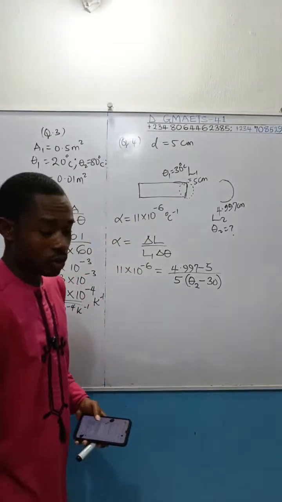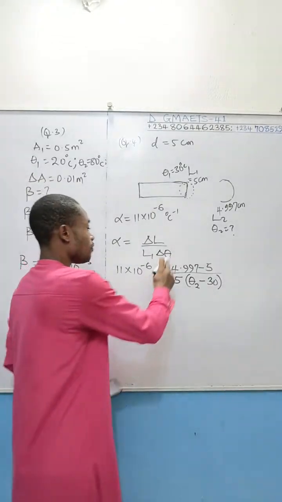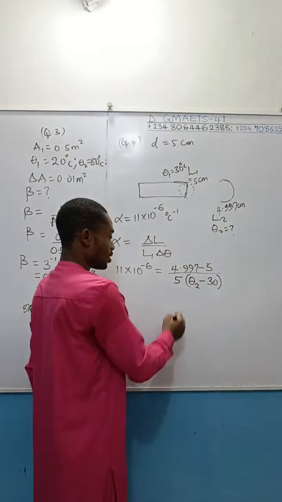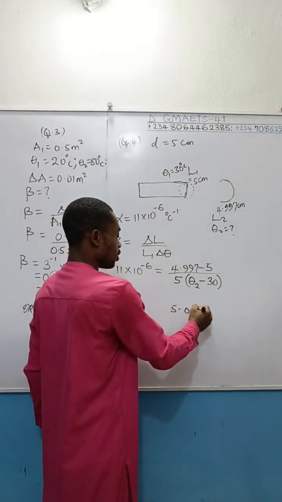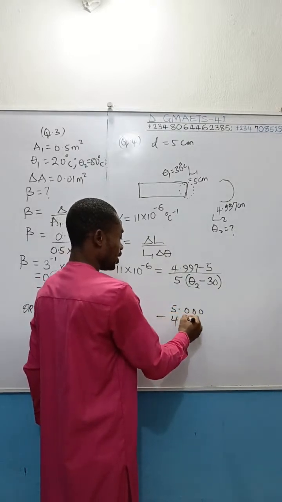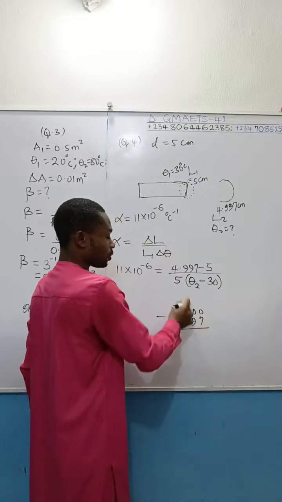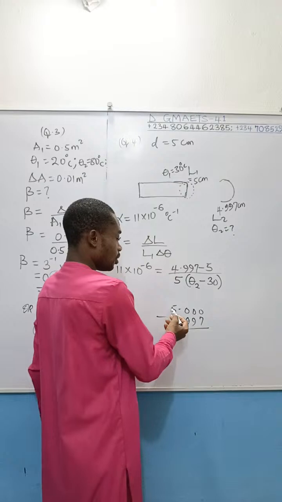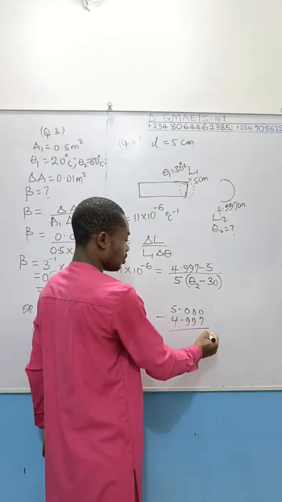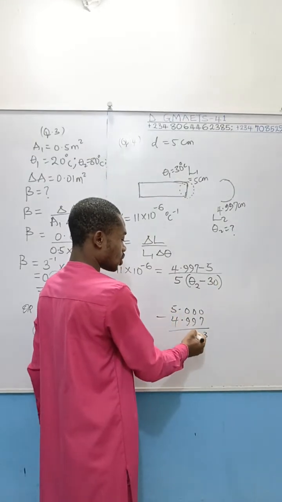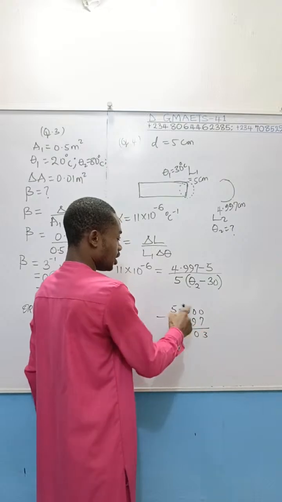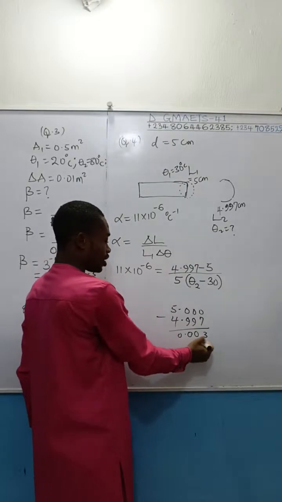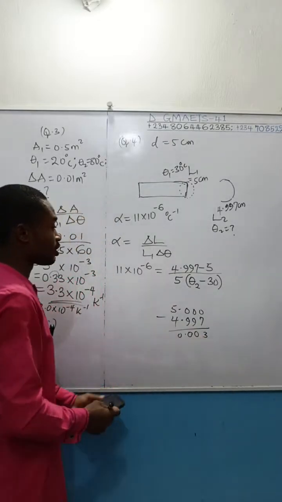So we can do the subtraction. 4.997 minus 5 is the same as 5.000 minus 4.997. If you do the subtraction like this, you borrow 1 from this, you know those things. This is going to be 3. This is 9, so 9 minus this is 0. This is 9 also 0. And then 0. So the change in length is 0.003 centimeter.